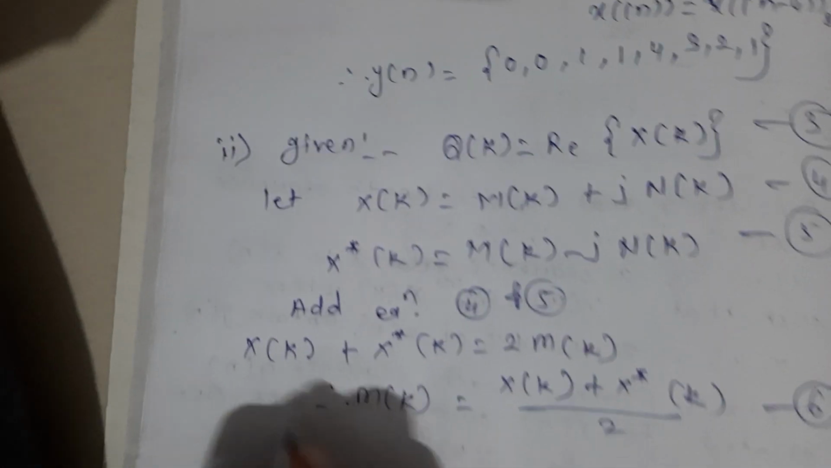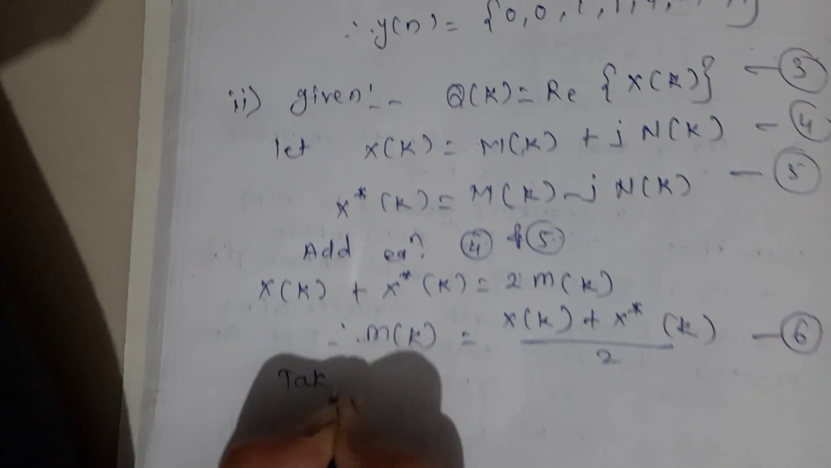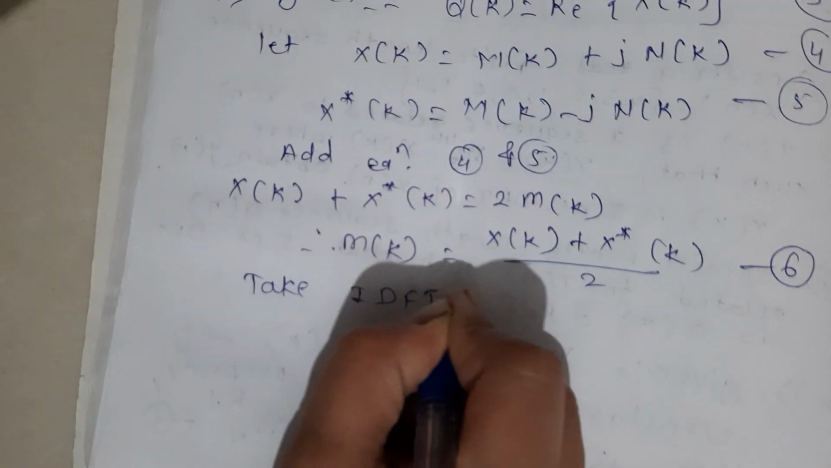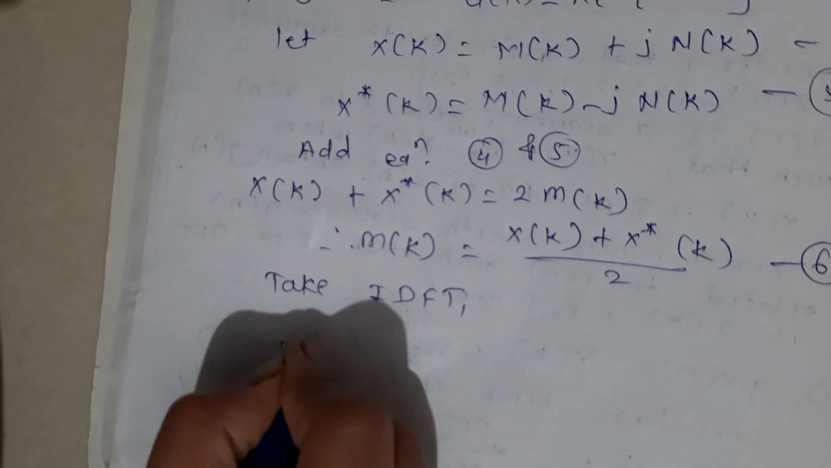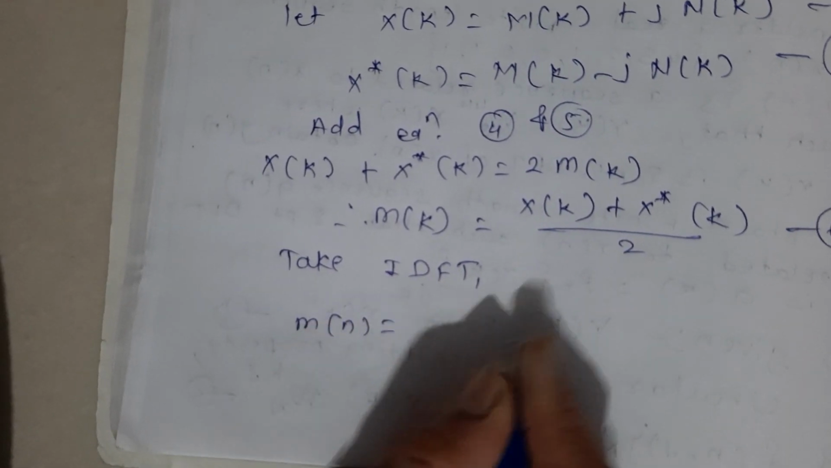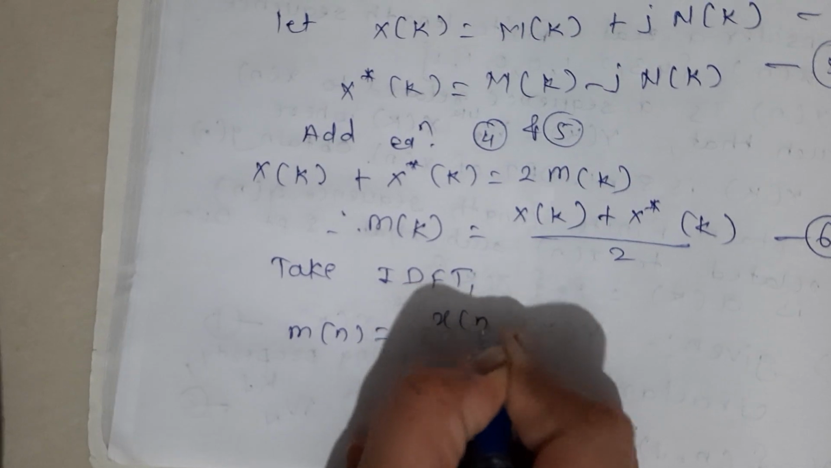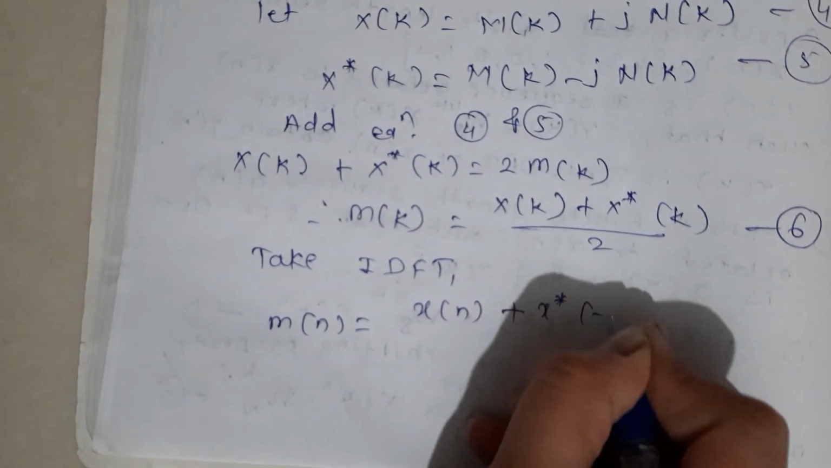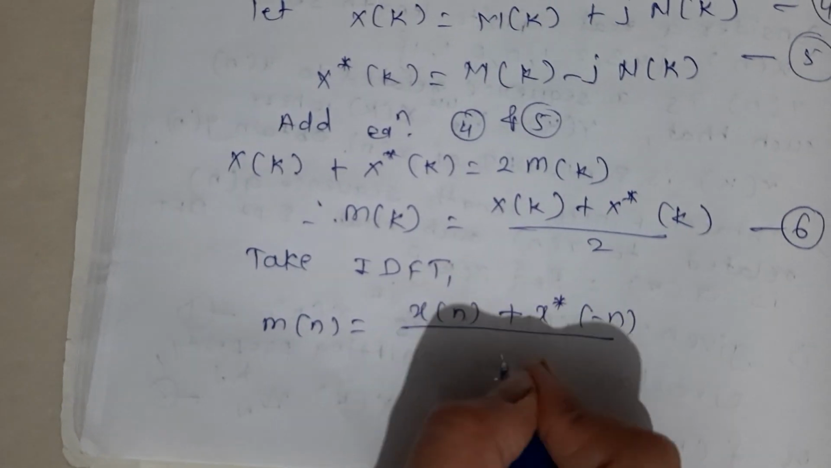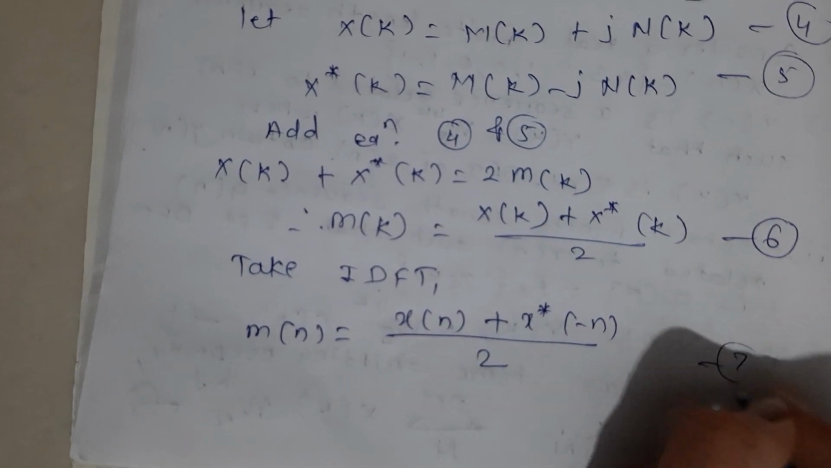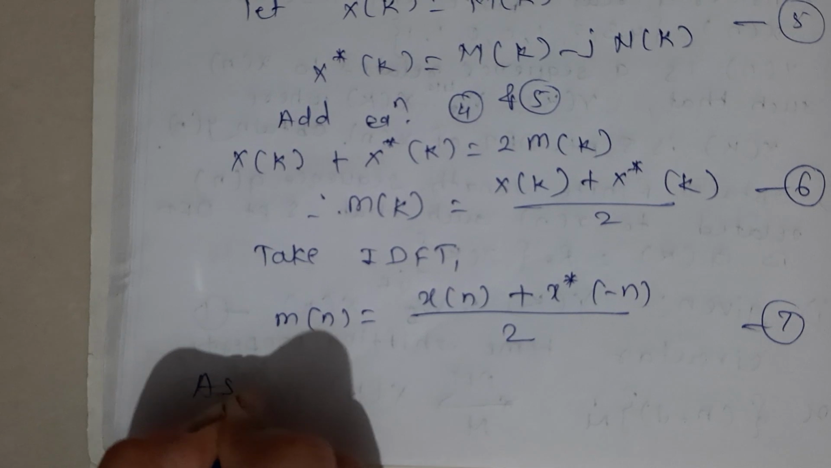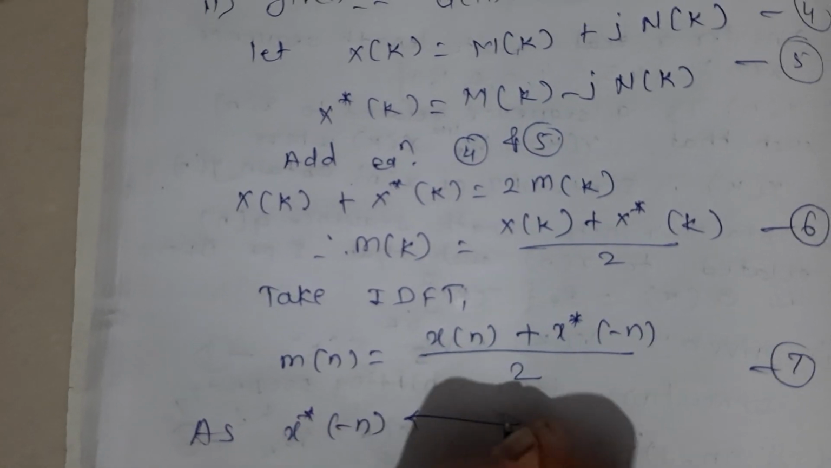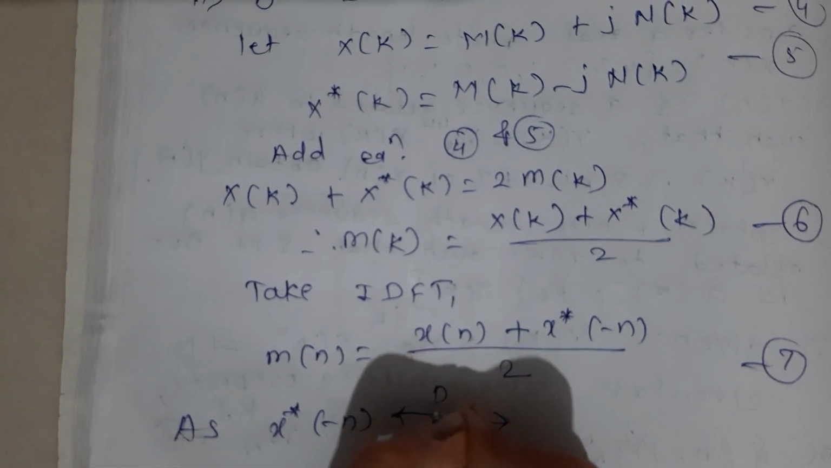Now taking the IDFT, inverse transform on both sides. So we can write M of n is equal to x of n plus x conjugate of minus n, with k converted into n, divided by 2. This is equation 7.